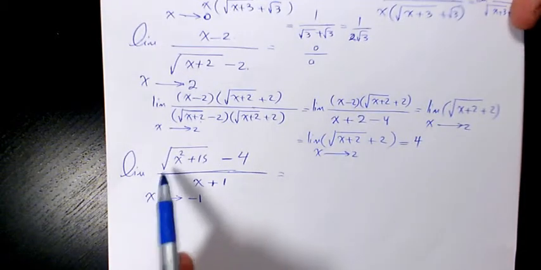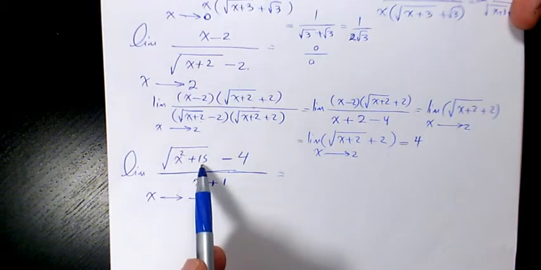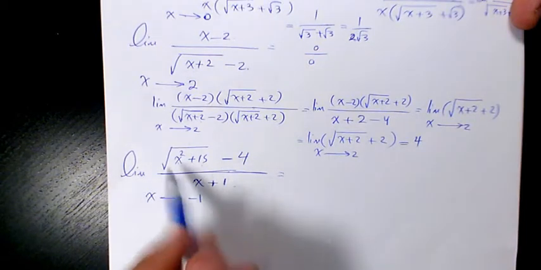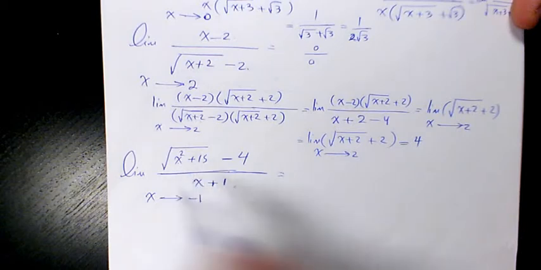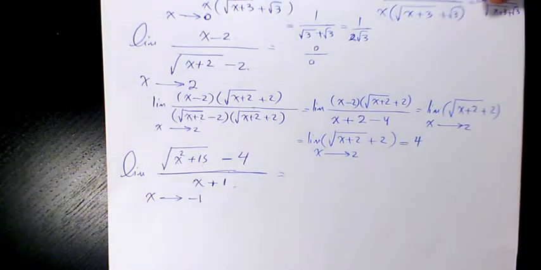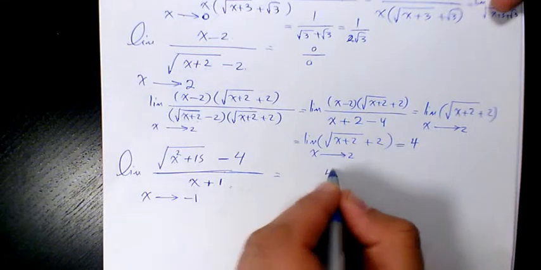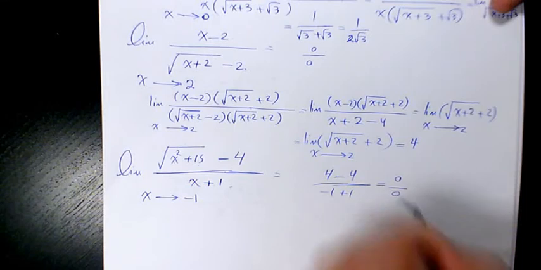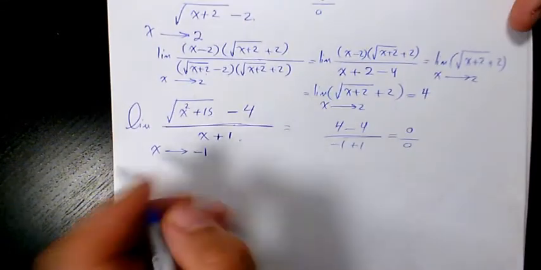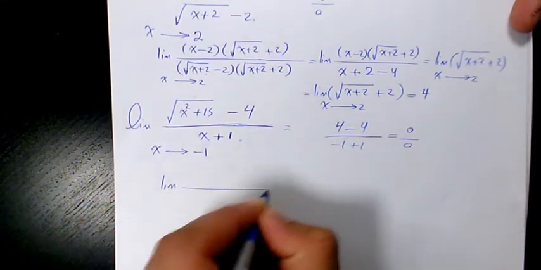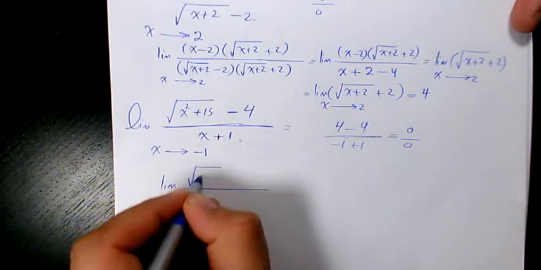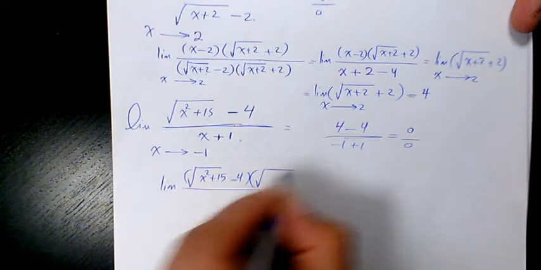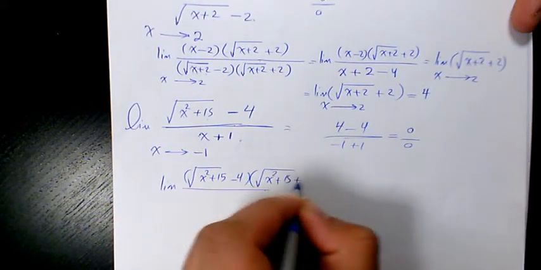Next one is limit of square root of x squared plus 15 minus 4 over x plus 1. Again, when you sub it there, negative 1 squared is 1 plus 15 is going to be 16. Square root of 16 is 4. So 4 minus 4 over negative 1 plus 1 is going to be 0 over 0. Then what you need to do, you need to use the rationalizing method. You multiply both numerator and denominator by the conjugate.